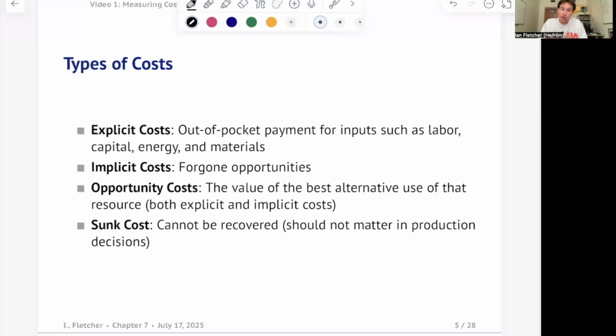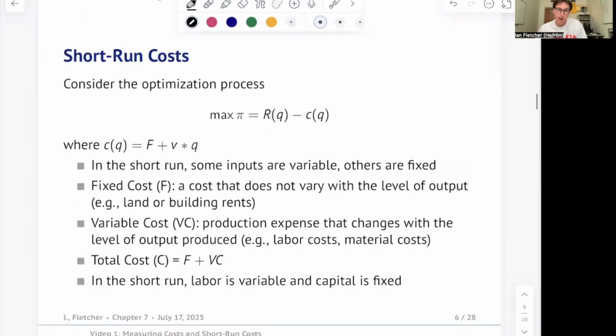And then there are these things called sunk costs, which we cannot recover. And so they should not matter in production decisions. These are things that we were always going to purchase, or if we did purchase, there's no real way for us to reap the benefits back from it. There's nothing that we can crawl back. And so these should not matter in production decisions because the money has already been spent and it was going to be spent regardless. And so now let's consider this short run cost.